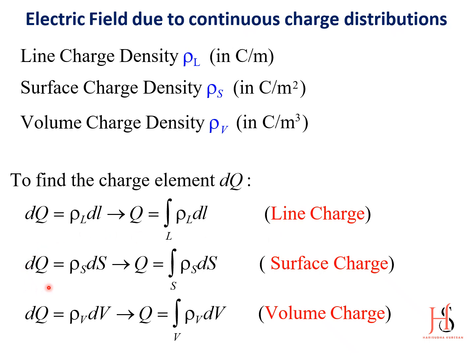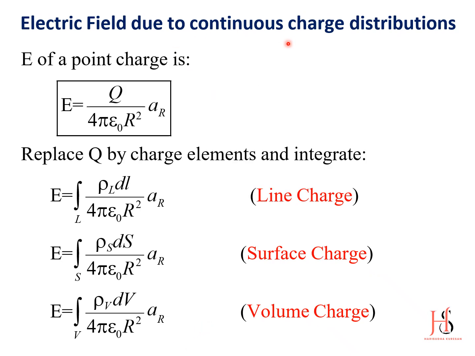Similarly, we can also write the charge element dq for the surface charge and the volume charge. For surface charge, the differential charge dq is equal to rho s into ds, and if you want to remove this differential, you need to introduce an integration on the right-hand side. Therefore, Q is equal to integral over S of rho s into ds. This is for the surface charge. Similarly, for volume charge, dq is equal to rho v dv, which gives Q is equal to integral over V of rho v into dv.